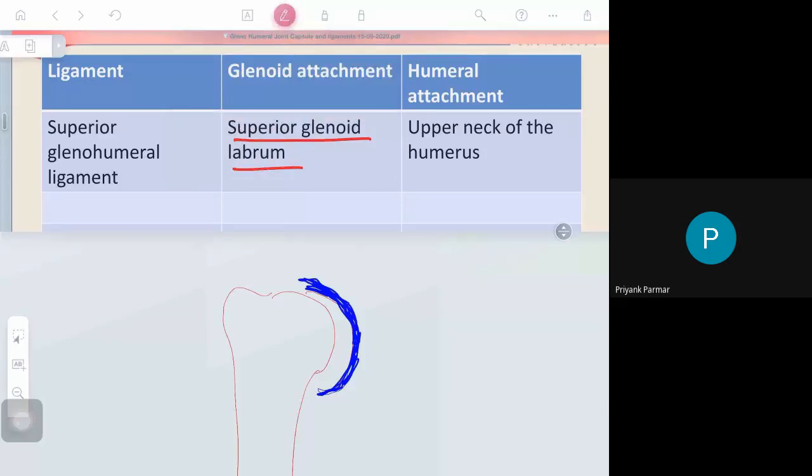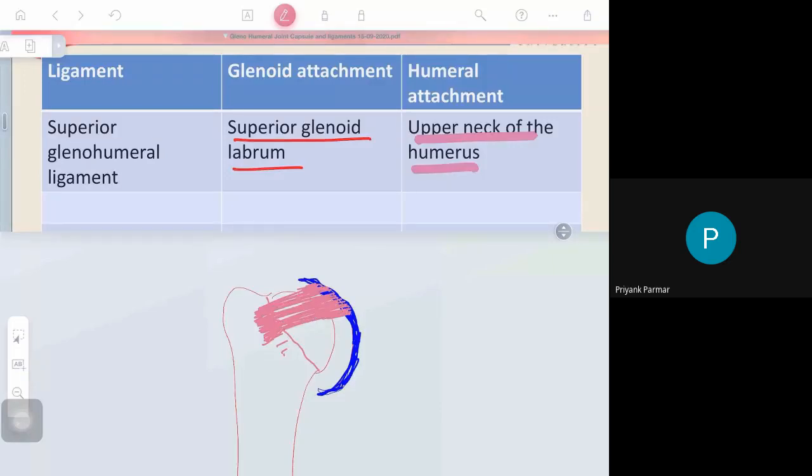Glenoid attachment is somewhere here, the glenoid labrum. This is the glenoid labrum; from here it is attached. Clear? We are talking about the superior glenohumeral ligament. What is the humeral attachment? The upper neck of the humerus. This is the head and this is the neck. From here to here it is called the upper neck. So this is the attachment of the superior glenohumeral ligament.